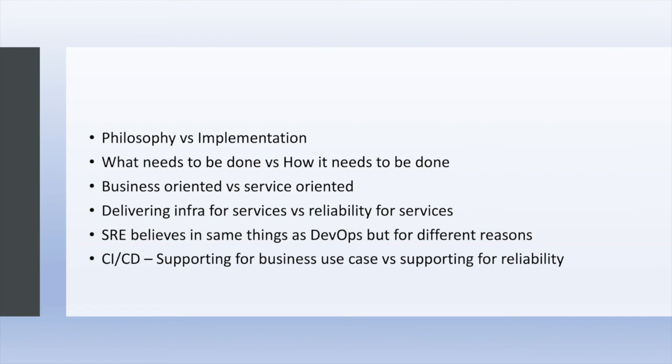But the use case for both is different. For SRE, it's to maintain the reliability of the service. But for DevOps, it's mostly a business oriented use case, because a business wants that developers would be able to directly push the changes to production, and this helps in pushing changes and features quickly to the customers, right?